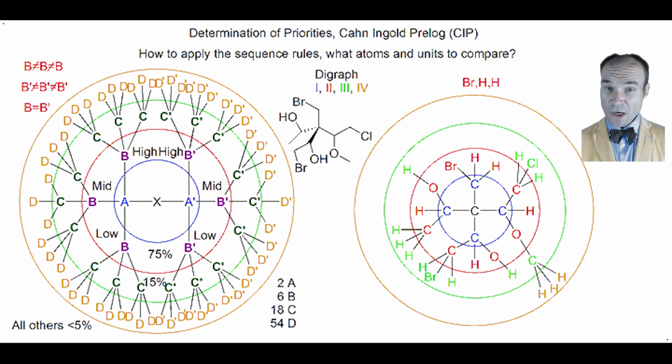So, because of the bromo group, the top group gets the first priority. However, we still can't assign the stereochemical descriptor. What about the priorities for the other 3 groups? For that, we look to the atoms 3 bonds from the origin. This is where things get interesting.